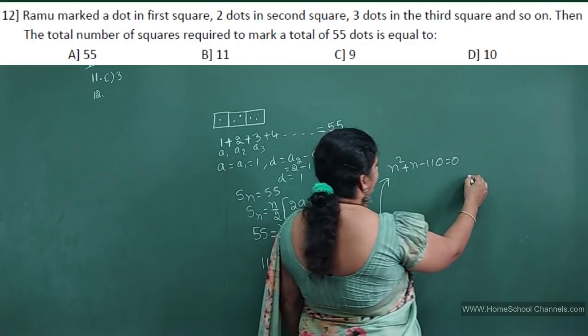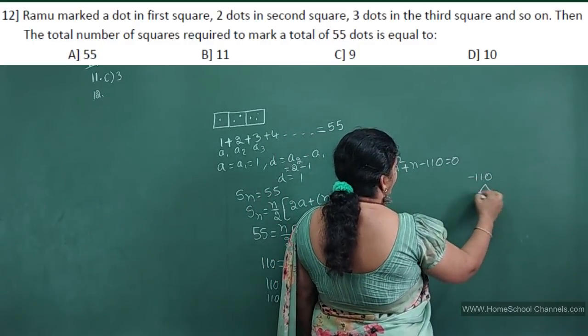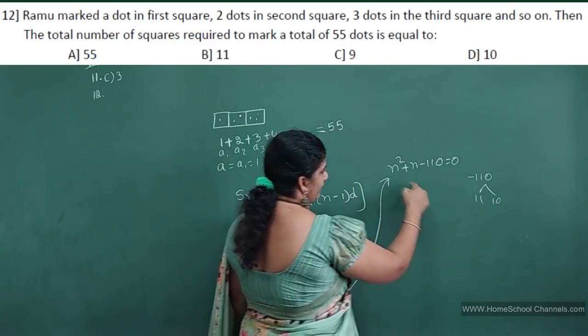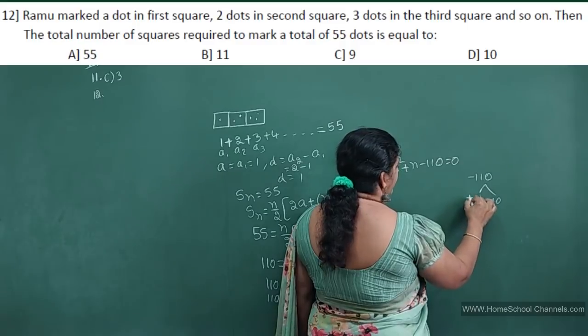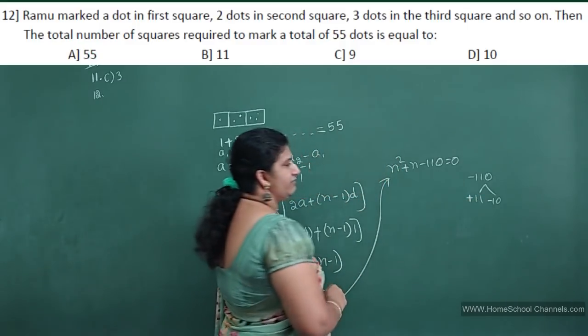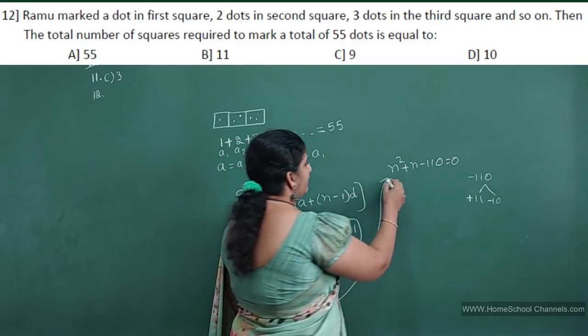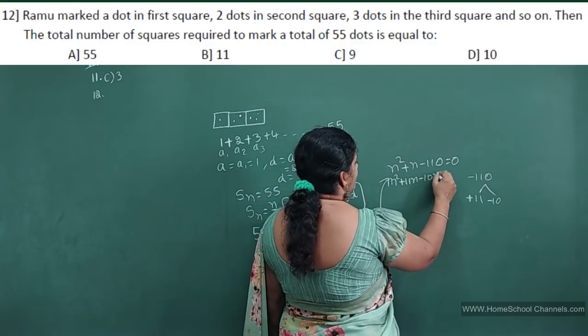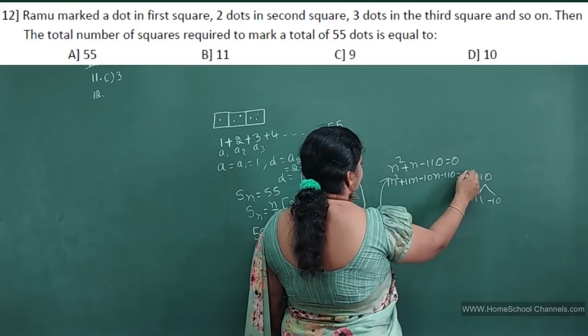1 into minus 110. What are the factors? 11 tens are 110. You should get here plus 1. Plus 1 means plus 11 minus 10 will give you plus 1. n square plus 11n minus 10n minus 110 equal to 0.